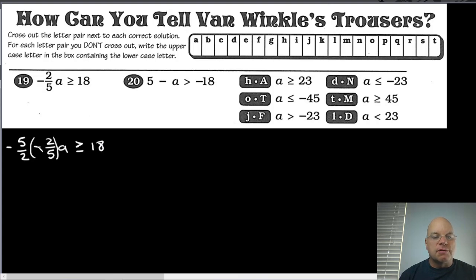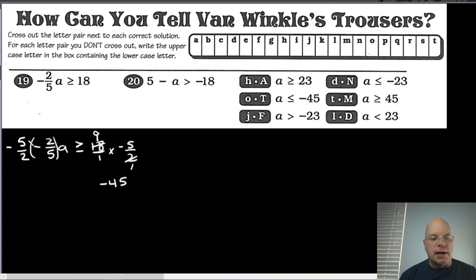But if I do that on the left side, I have to do the same thing on the right side. That's the property of equality. So I have to multiply 18 by negative 5/2 also. We could show 18 is 18 over 1 if you find that helpful when you're multiplying this way. There's a common factor of 2 here, so I could factor out the 2. 2 divided by 2 is 1. 18 divided by 2 is 9. And 9 multiplied by negative 5 is negative 45.